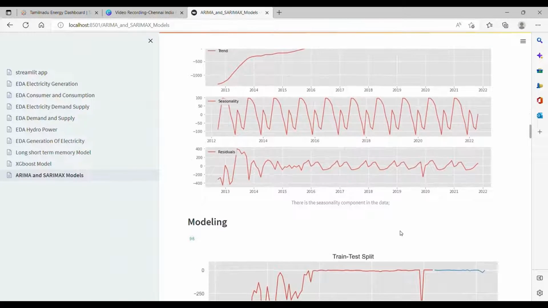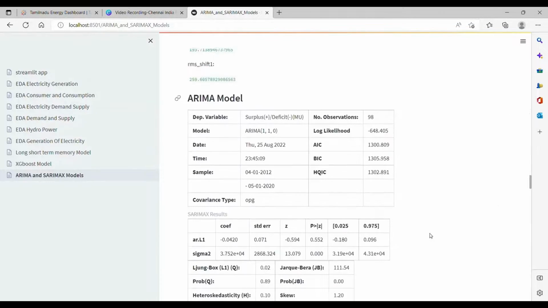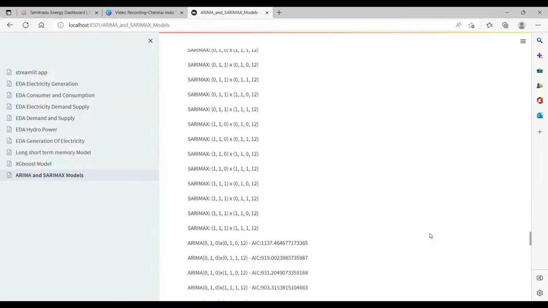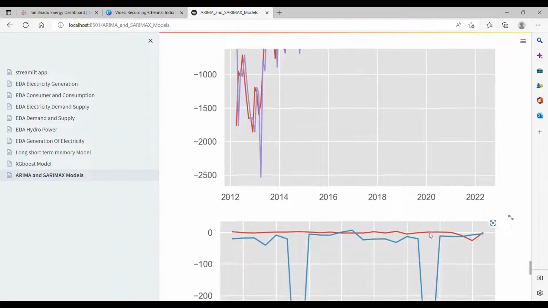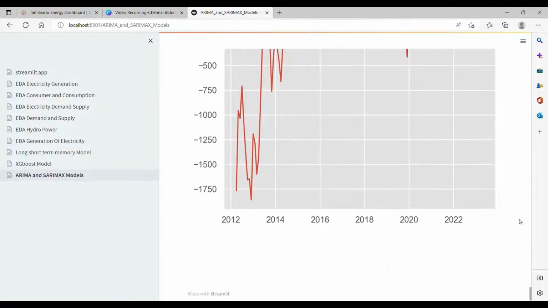So at the end we came to a conclusion that in another 1 year's time, for the next forthcoming year, there is not much change in the outage. So this is going to be constant for the next 1 year.